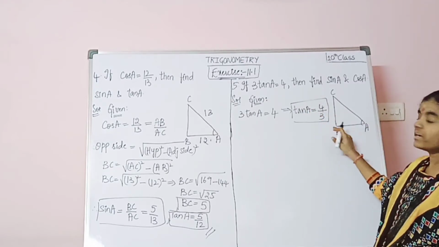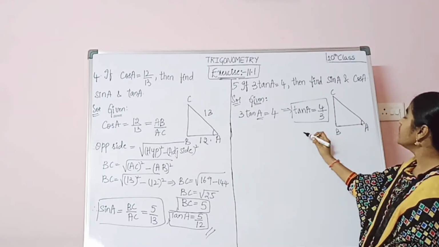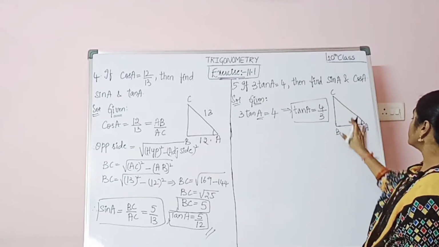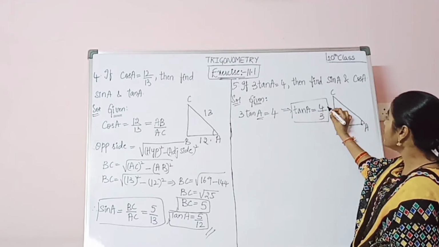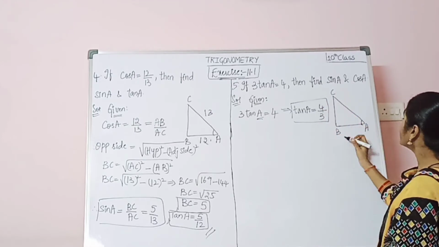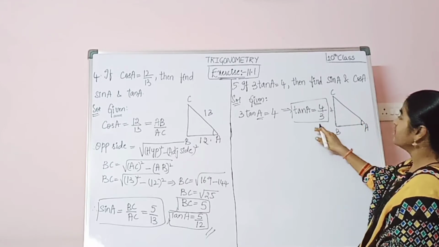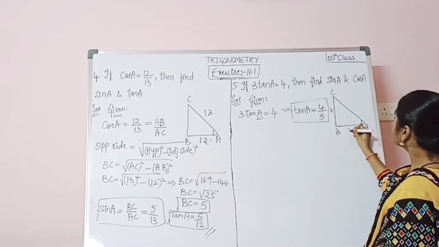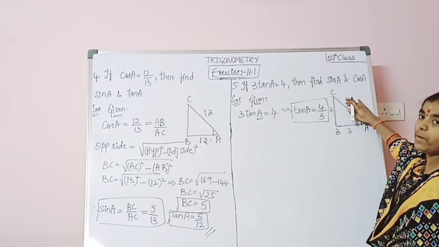Let us consider a right angle triangle. Consider A as the angle in the right angle triangle. So triangle ABC. Tan A value is given. What is the tan A value? 4 by 3 means opposite side is given, adjacent side is given. What is opposite side here? BC. BC equals 4. Next adjacent side is given. What is adjacent side? AB equals 3. So both opposite side and adjacent side are given. Now what we have to find? Hypotenuse we have to find.